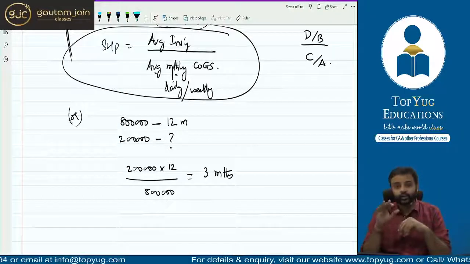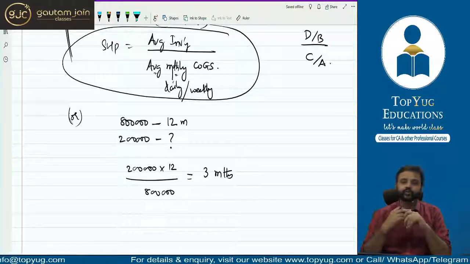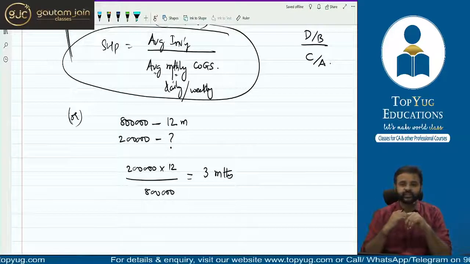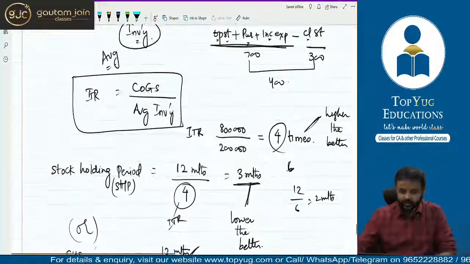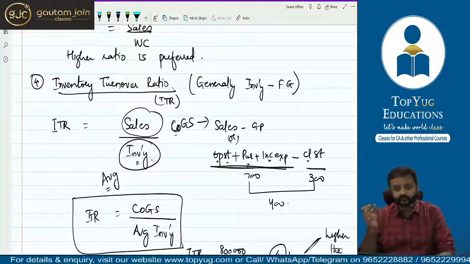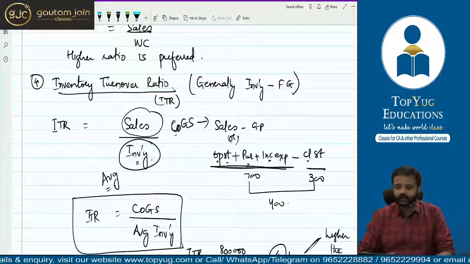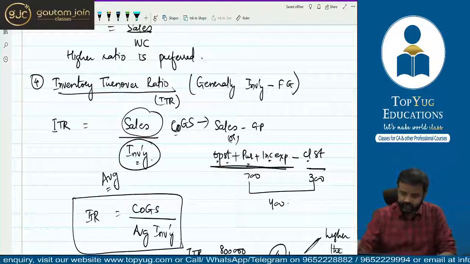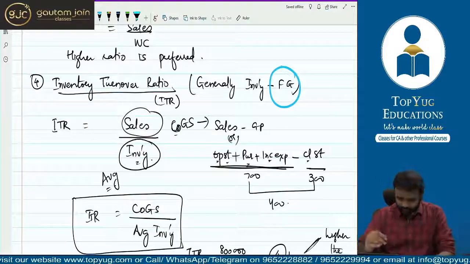So we said the lower the ratio, meaning the lower the time frame, the better it is. Higher will not be better. The more time you take, that's not good. That shows inefficiency. Lesser time shows efficiency. Right, my dear friends? So we have talked about inventory holding period and inventory turnover ratio, and we have calculated not just the turnover ratio but also the inventory holding period. And as we said, generally when nothing is mentioned, it is for finished goods.